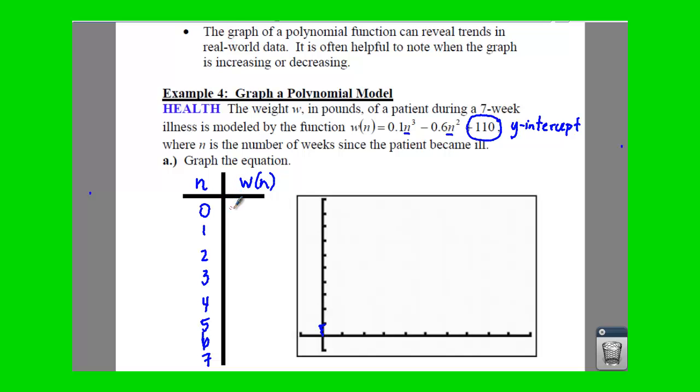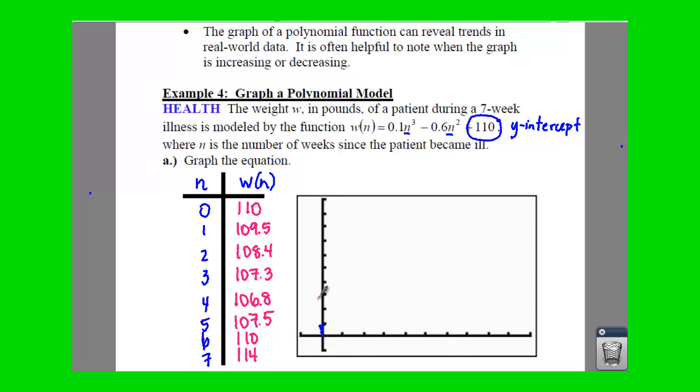So for 0, we're going to have 110. For 1, you're going to have 109.5. For 2, you get 108.4. For 3, you get 107.3. 4 is a 106.8. 5 is a 107.5. Notice how your values are going back up. 6 is a 110, and 7 is a 114.